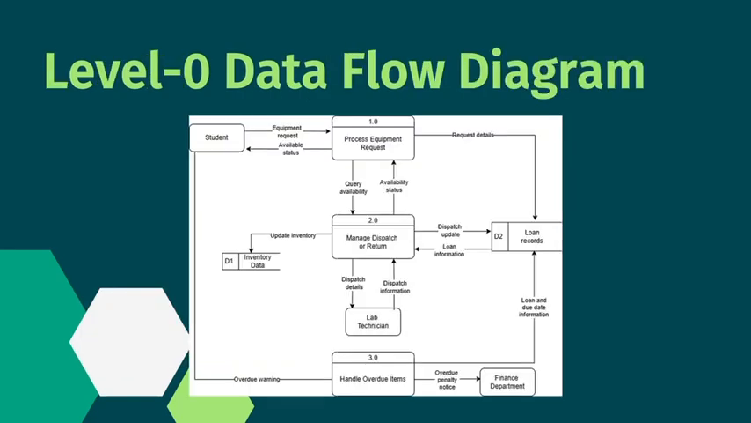Now we zoom in. The level 0 DFD breaks the black box into three core processes and two data storage areas. First, process 1.0, process equipment request. When a student requests equipment data, the system checks the inventory data, D1, for availability. If available, it sends the request detail forward and notifies the student.